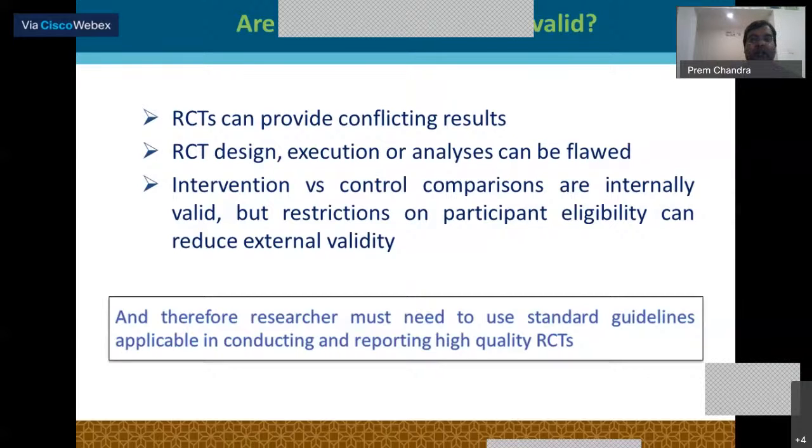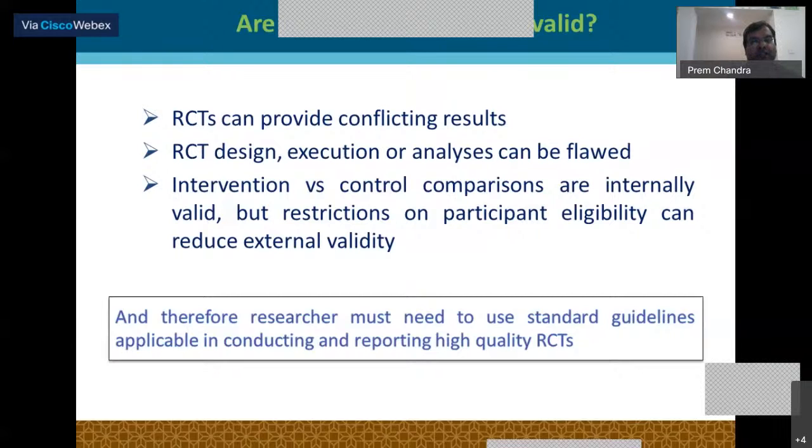RCT design, execution, or analysis can be flawed. Intervention versus control comparisons are internally valid, but restrictions on participant eligibility can reduce external validity. So RCT designs do not always provide valid evidence or a valid conclusion, unless they are conducted with proper methods, proper planning, and proper steps that are needed from the ethical point of view.